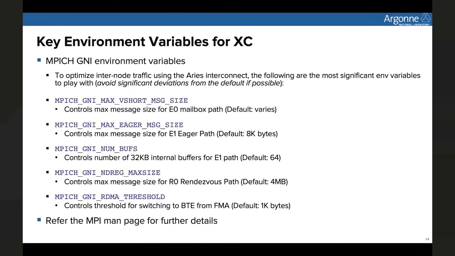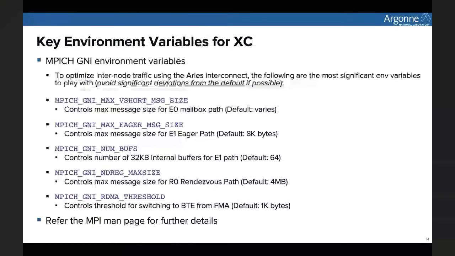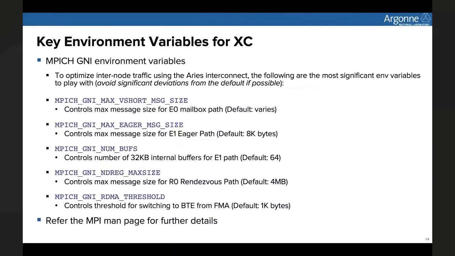schemes. And within eager, there are E0, that's a mailbox based optimization, and E1. So Cray uses these nomenclatures: E0, E1, R0, R1, and one could set these. The default sizes could be varied by using the environment variables that are shown here on this slide. You could refer to the MPI man page to see more details.